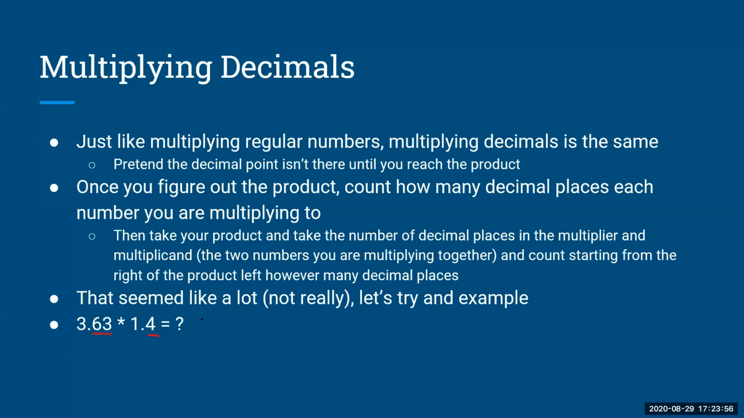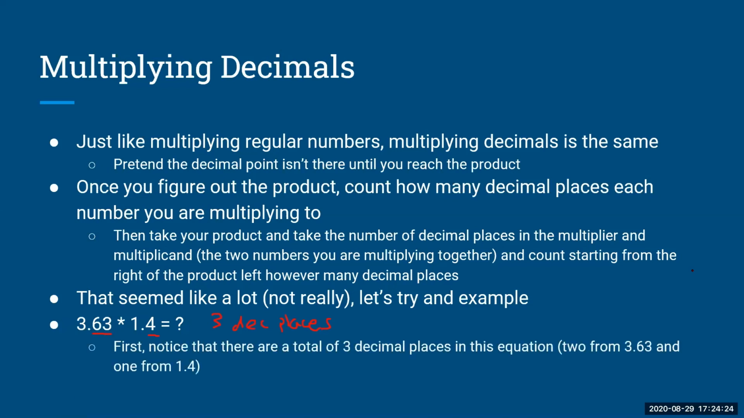I'll show you what I mean. I'm not going to read this. I wrote all this. You can read it yourself, but it's not really that good if I don't explain it out loud. So what I mean is that you take your 2 factors and notice that there's 2 decimal places in 3.63 and there's 1 decimal place in 1.4. So for a total of 3 decimal places, right? And all you do is multiply it out. So first notice the total of 3 decimal places.